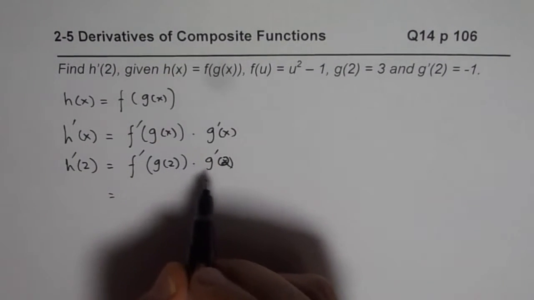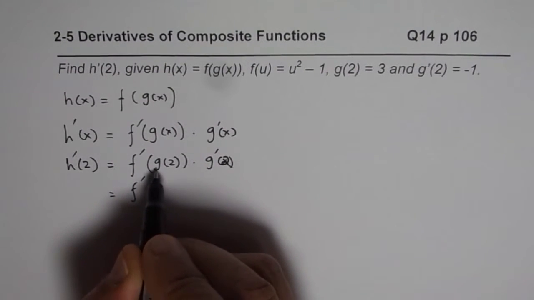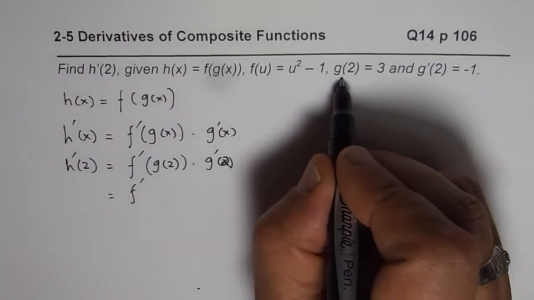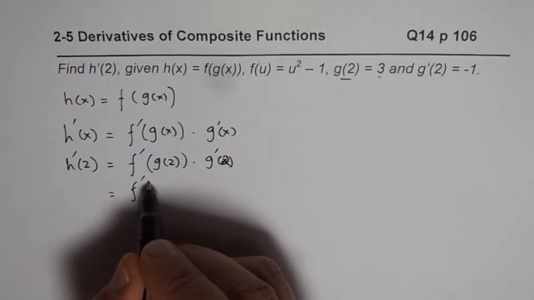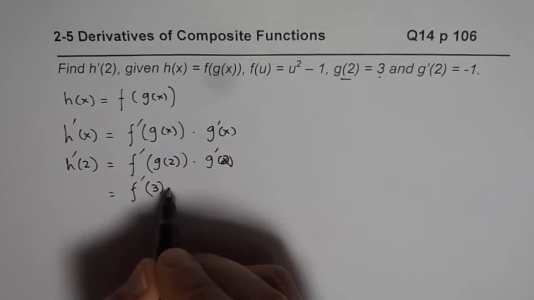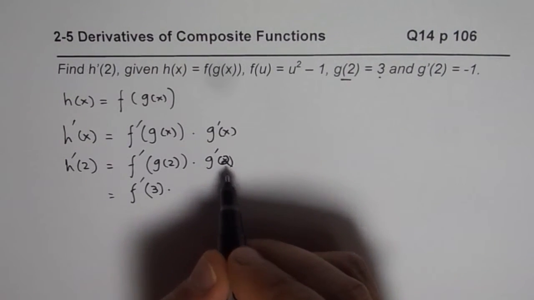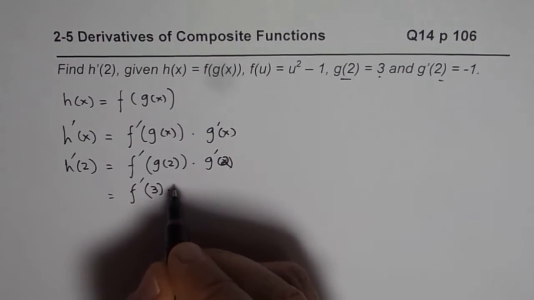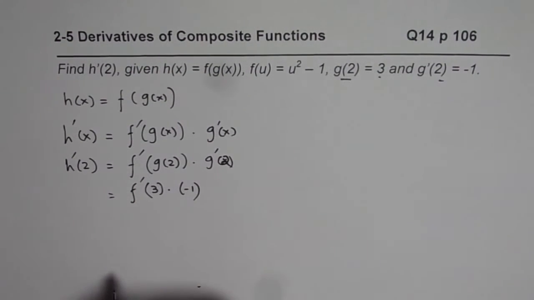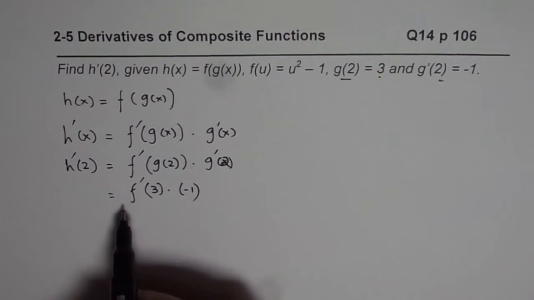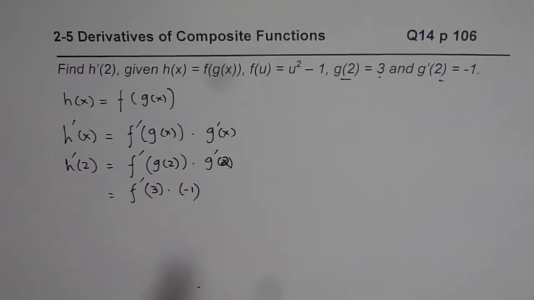Now we know what g of 2 is. g of 2 is 3 for us. So we'll substitute 3 here, right? Times g prime of 2, or the derivative of g at 2, which is given to us as minus 1. So times minus 1. Now the question is, what is the derivative of f at 3?